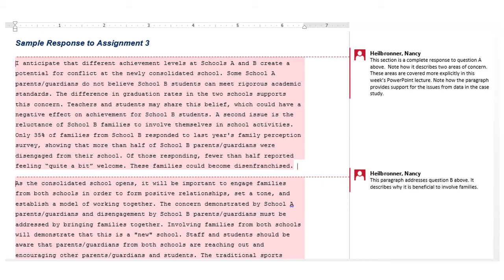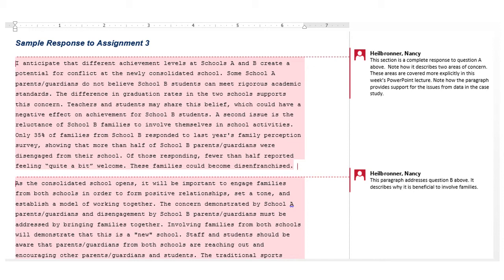A second issue is the reluctance of School B families to involve themselves in school activities. Only 35% of families from School B responded to last year's Family Perception Survey, showing that more than half of School B parent guardians were disengaged from their school. Of those responding, fewer than half reported feeling quite a bit welcome. These families could become disenfranchised.